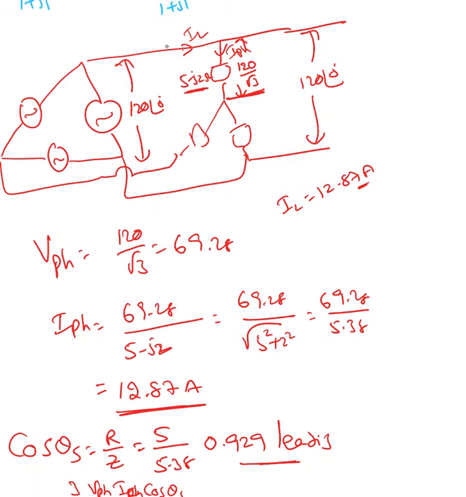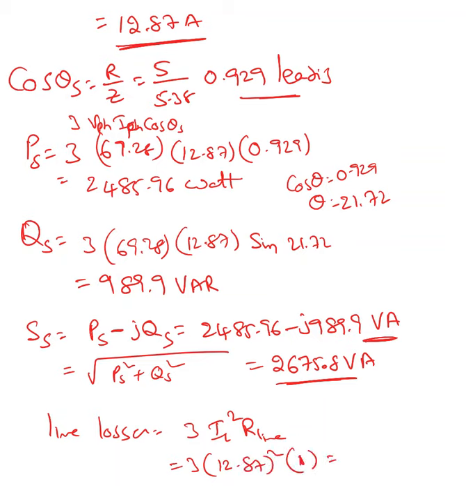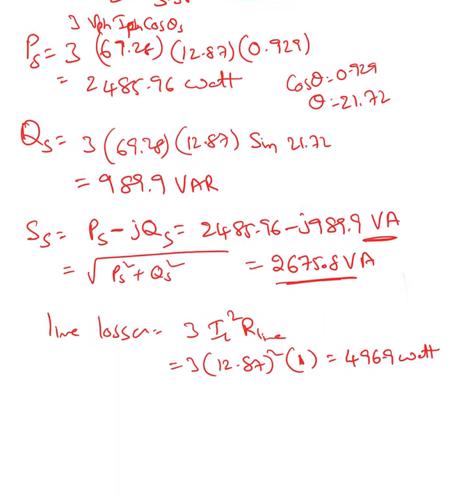Now from there, can I find the line losses in the line? I can do that. So line losses equal to 3 times IL square times R line. Okay, so 3 times the line current 12.87 whole square, line resistance is 1 ohm. That will give us the line losses. This is 496.9 watt. Okay, those are the power losses in the line.